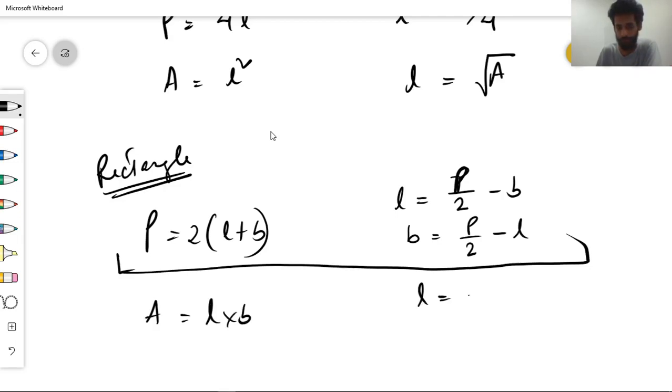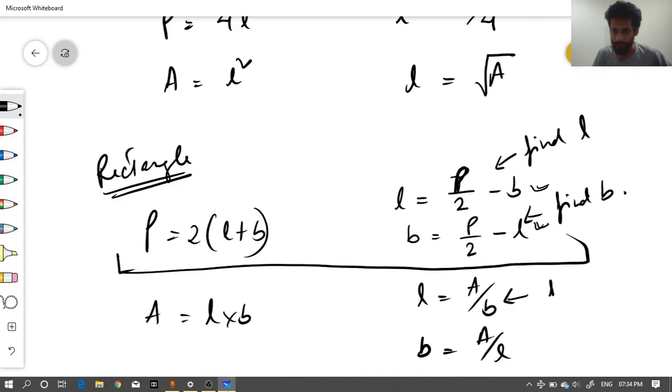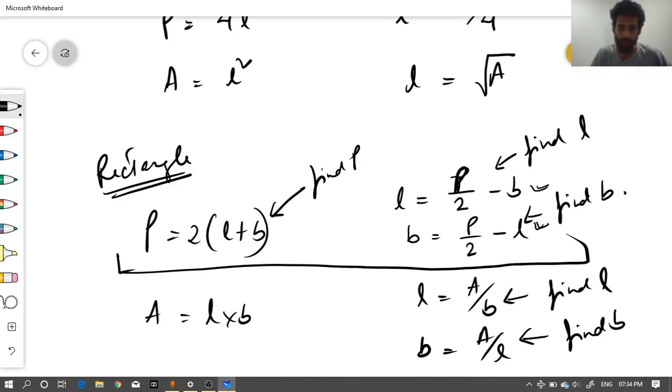And area will be L into B. For here L is equal to A by B. For here B is equal to A by L. You have to use this formula when B is given. You have to use this formula when L is given. When you have to find L, you have to use this formula. When you have to find B, you have to use this formula. This one is to find L, this one to find B, this one to find P, this one to find area.